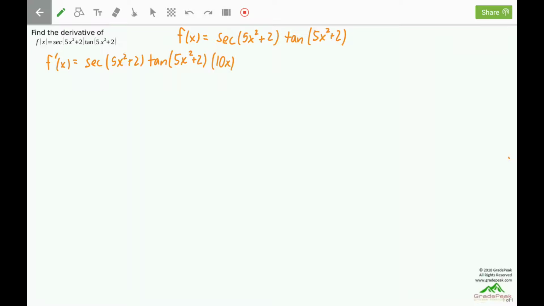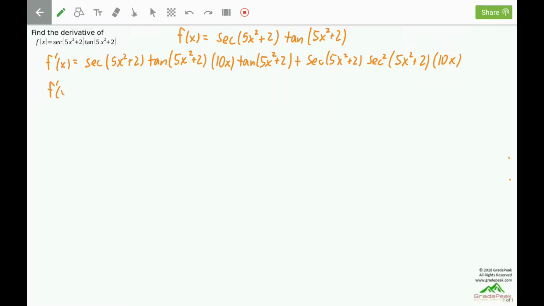All of that is just the derivative of the first in the product rule times the second left alone, tangent of 5x squared plus 2. And then we have added to this the first left alone, which is the secant of 5x squared plus 2, times the derivative of the second. Now the second's a tangent, and the derivative of tangent is secant squared of the same phase, leave the phase alone, and now multiply by the derivative of the inside to complete the chain rule for that term.